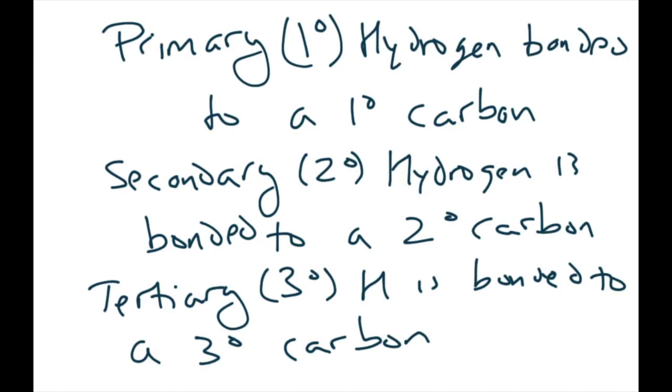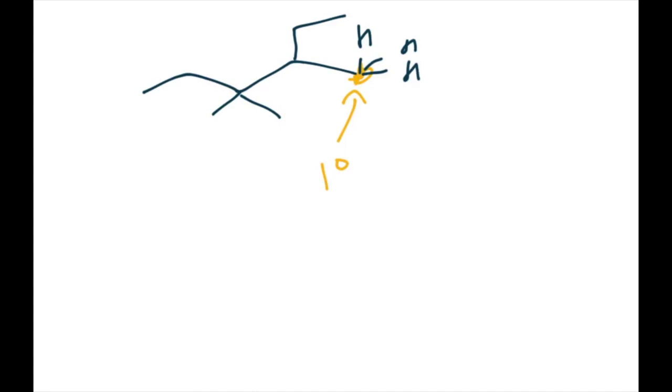What type of carbon is that? Primary. That means all 3 hydrogens bonded to that carbon are now primary H's because they're on a primary carbon.